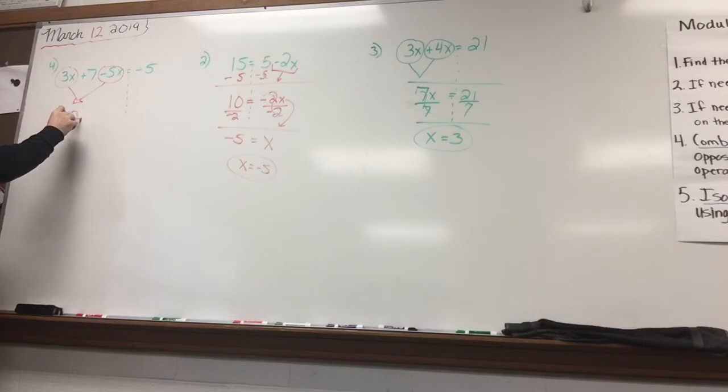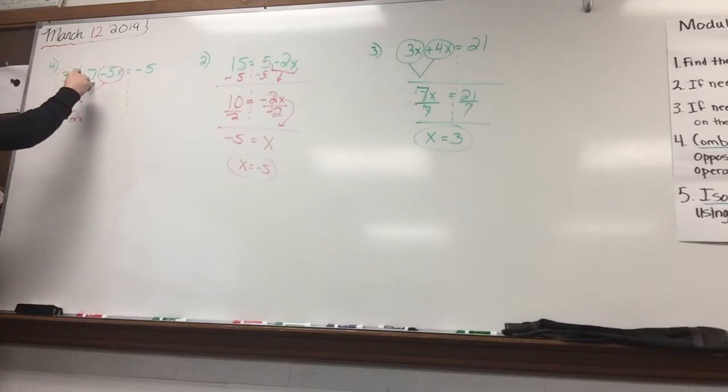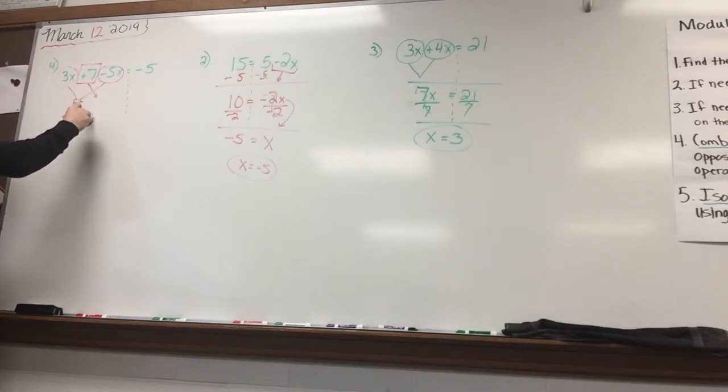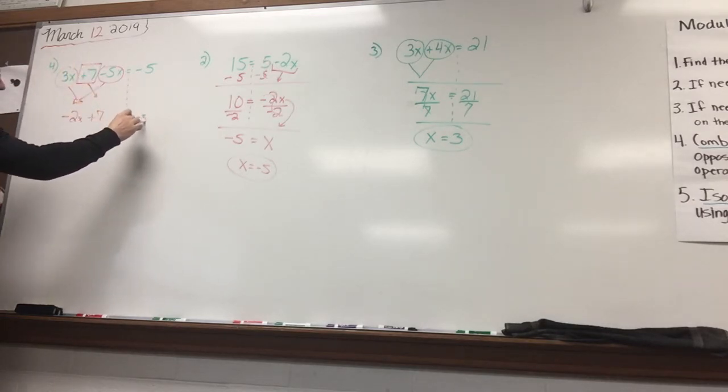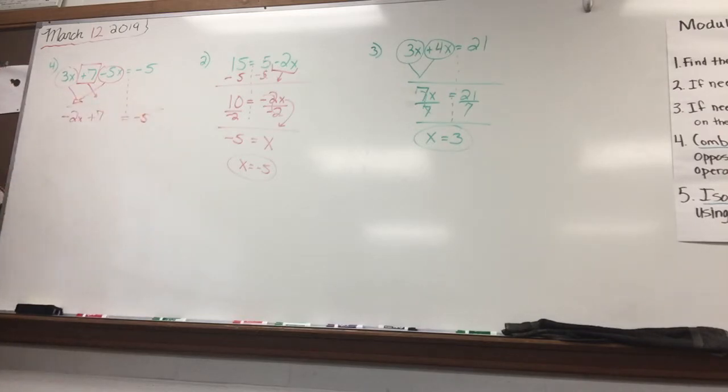Negative 2x. Perfect. And then you also have, oh wait, no. You don't need to do anything. Wait, no, there's positive 7. Positive 7 has to come down, good. And that's going to equal negative 5, right? Okay. Now what? What's the next step? Combine the constants. Okay, what are my constants? Positive 7 and negative 5. Okay, how do I combine those?